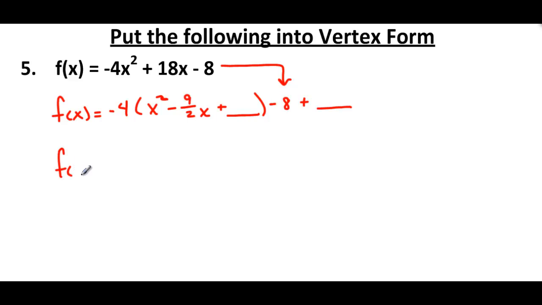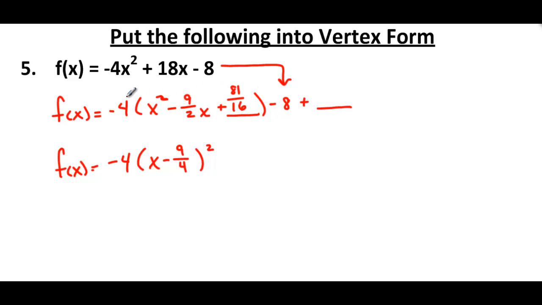And then for my final step, I keep my negative 4. But now I have to take half of 9/2. When you take something and divide it by 2, it's like multiplying by 1/2. If I multiply this fraction by 1/2, I get 9/4 instead of 9/2. That's what happens when you cut 9/2 in half, you get 9/4. Again, we're going to square this, which is 81/16.